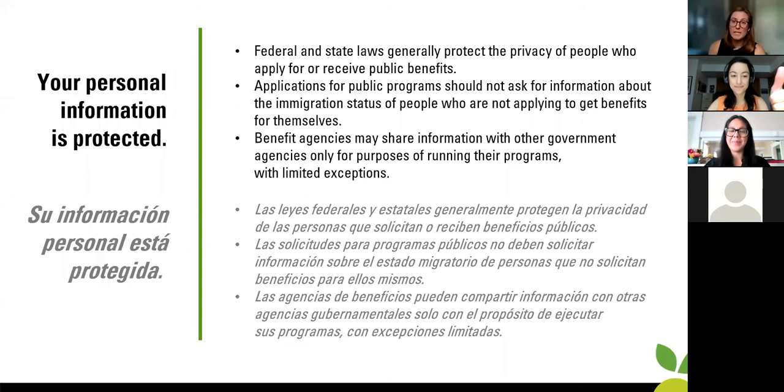And your personal information is protected. Federal and state law are generally protecting the privacy of the people that are applying or that receive public services and benefits. The applications for public programs should not request information about the immigrant status from people that are not asking for benefits for themselves, services for themselves. You only need to give out the information that is necessary in the form, in the application. And the agencies might only share information with government agencies with the sole purpose of executing their programs, with very limited exceptions.